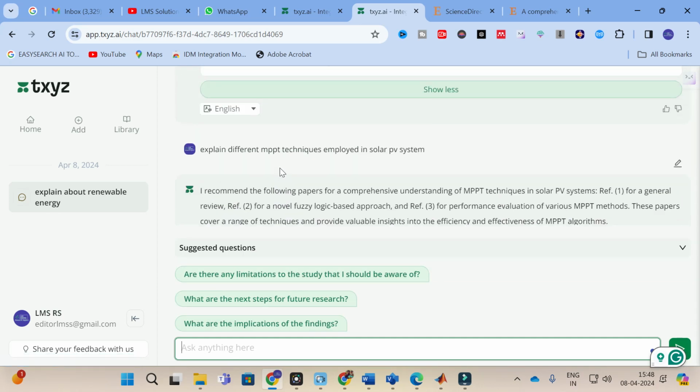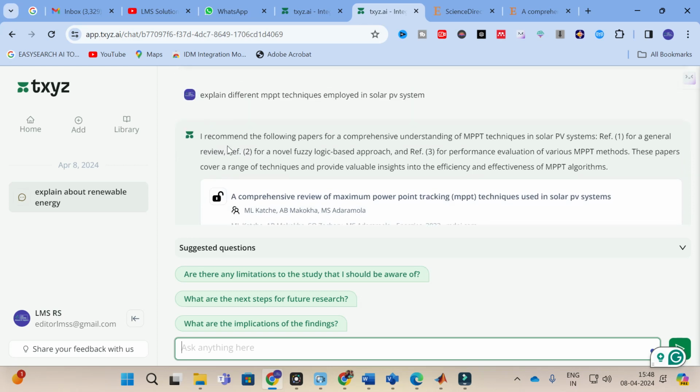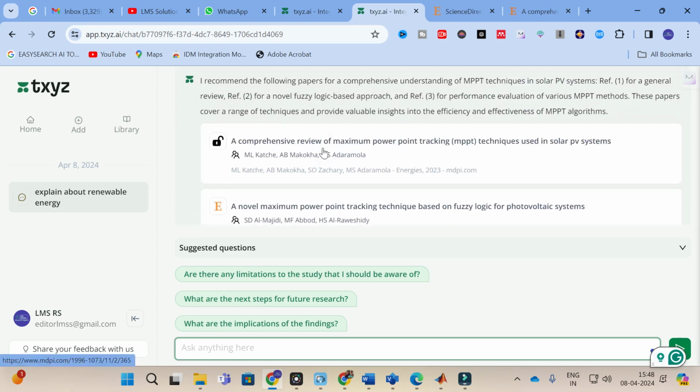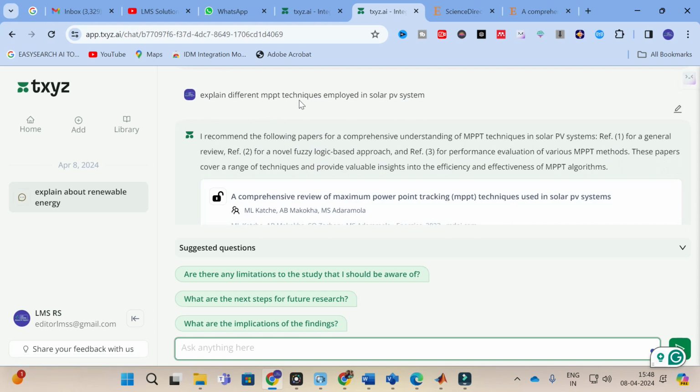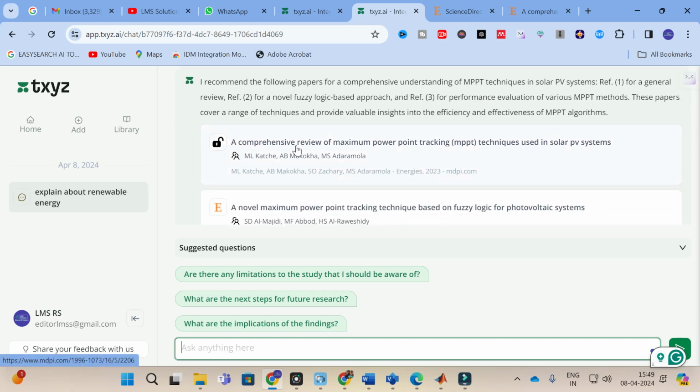So here you can see these are some of the papers related with the particular question we have asked for: explain about different MPPT techniques employed in solar PV system. I recommend the following papers for comprehensive understanding of MPPT techniques in solar PV system. Reference one, for a general review, is the first one: a comprehensive review of maximum power point techniques used in solar PV system. This one will be very helpful for us to analyze the particular content we have asked for.